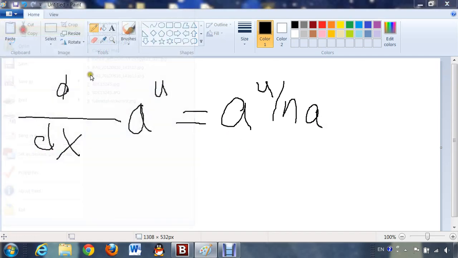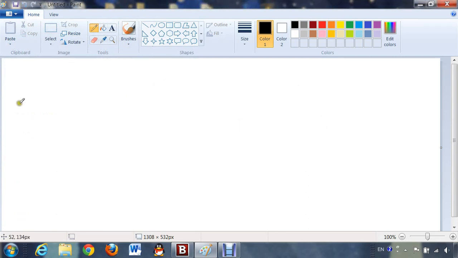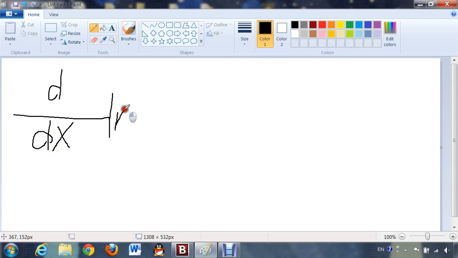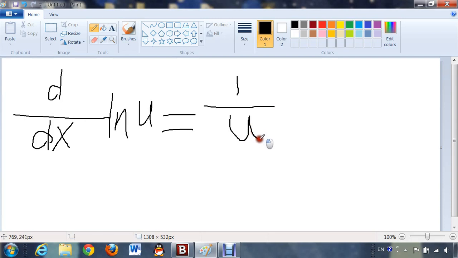Next, let's do the derivative of ln of something. What is that? Pretty sure you remember, it's just 1 over that something, right? It's 1 over that something.